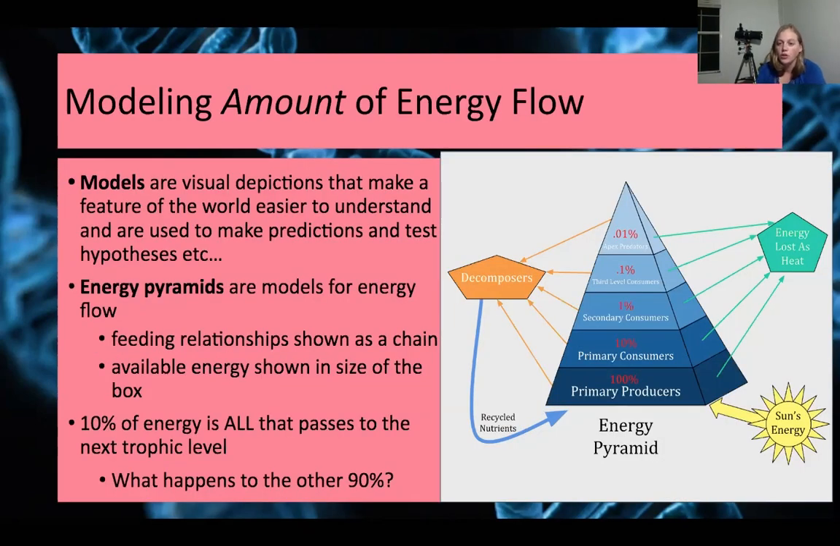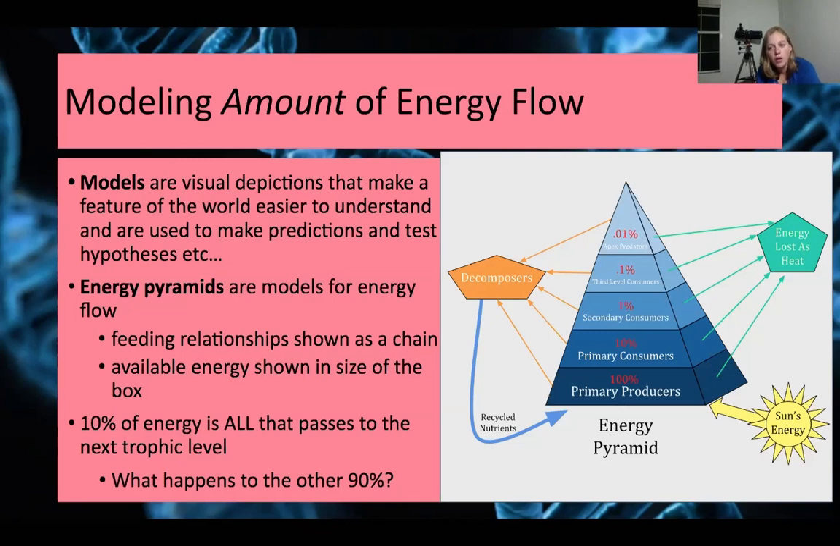We had two models that we use to show how energy flows through ecosystems. Those would be food chains and food webs. And hopefully you remember that food webs would be a more accurate depiction of how energy flows, because most organisms don't just eat one thing. They have a variety of food sources that they can get their energy from.